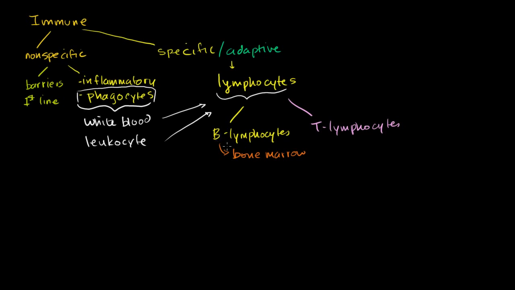But it's easy to remember. The B could also stand for bone marrow because that's where it's produced. T lymphocytes actually do start off in the bone marrow, but they mature and become what they are in the thymus. So that's where the T comes from. T for thymus.